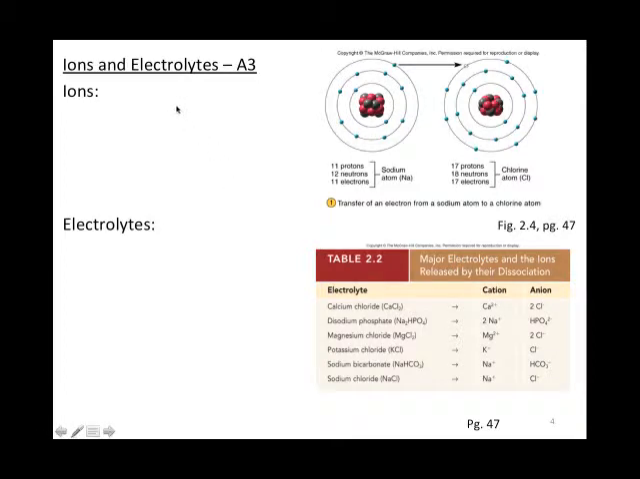Okay, next thing I want to address as far as chemistry is concerned is ions and electrolytes, which is learning outcome A3 in your learning guide. All right, so ions. Let's define ions. Ions are charged particles.